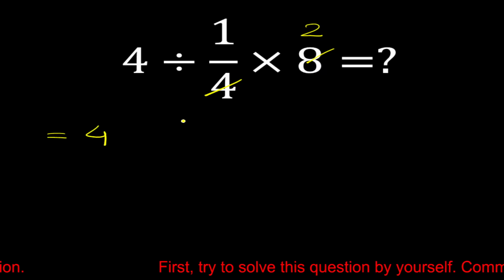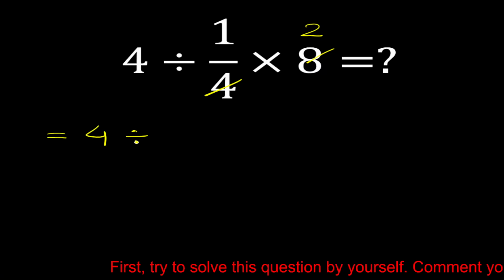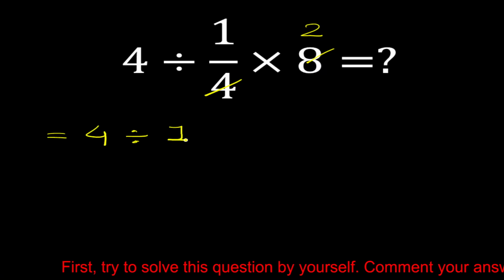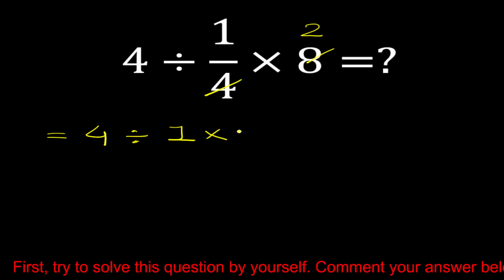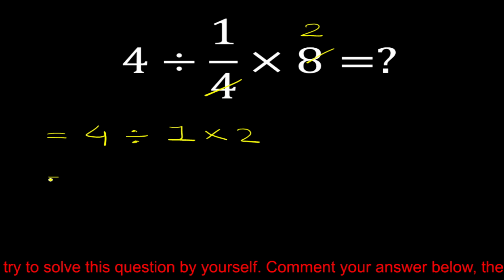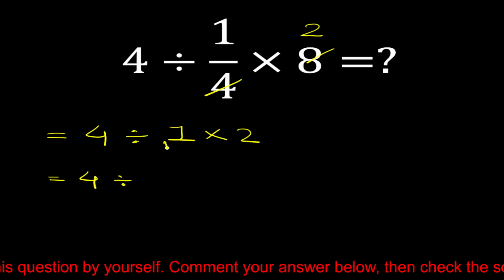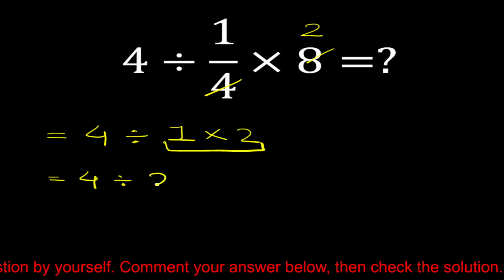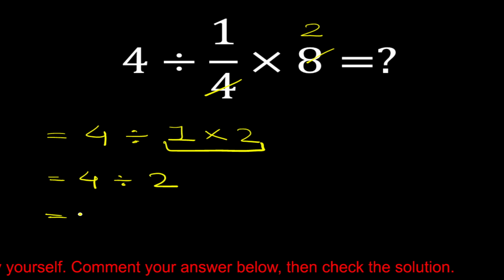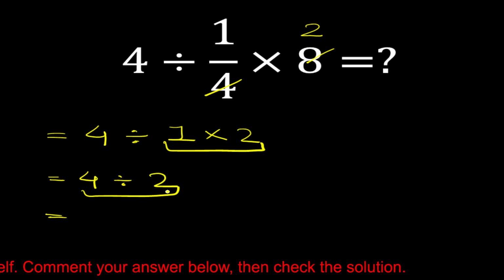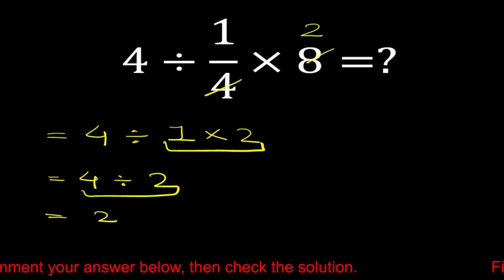Now 4 divide 1 multiply 2 is equal to 4 divide 1 multiply 2 is equal to 2. Equal to 4 divide 2 is equal to 2.